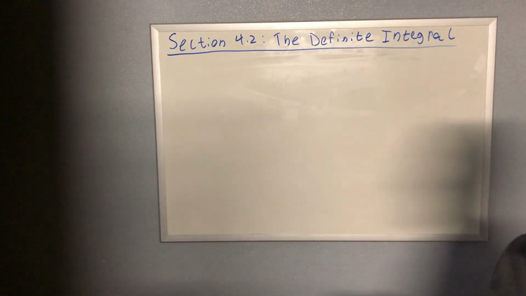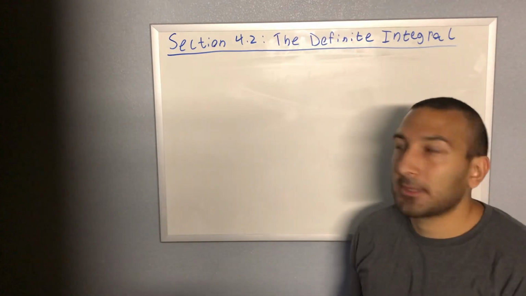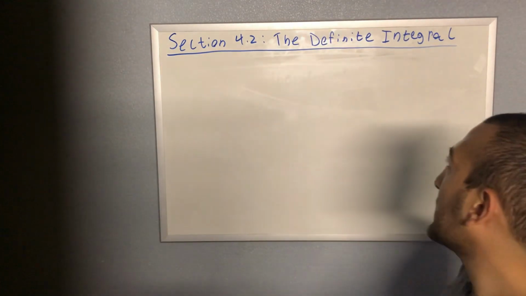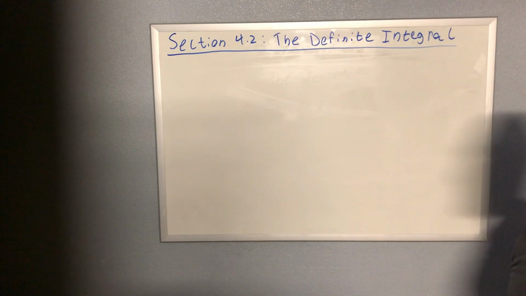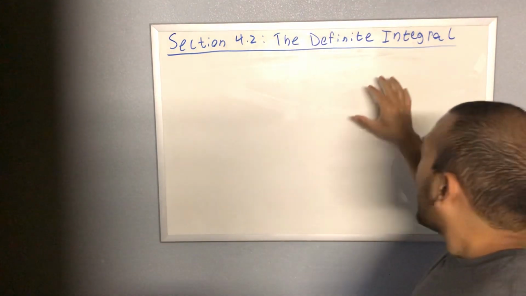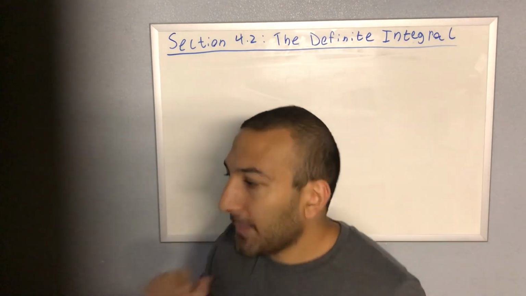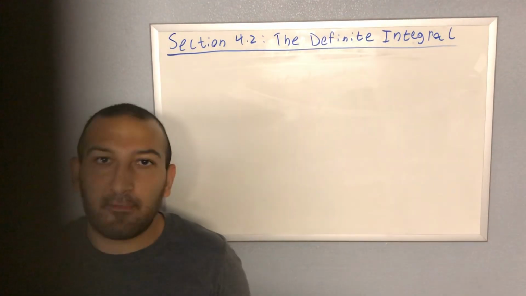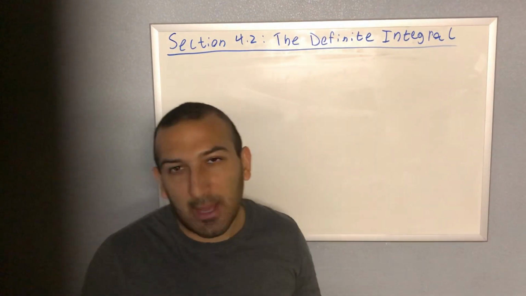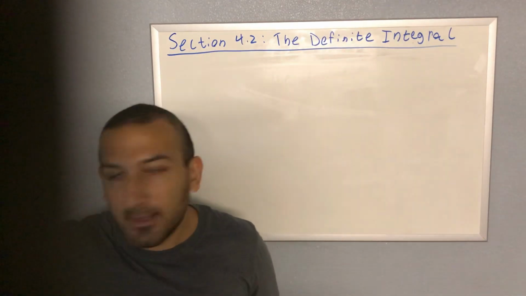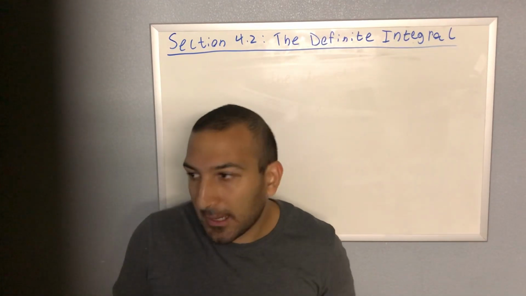We're going to go on to the next section of the book, which is section 4.2, the definite integral. As promised, we're going to talk about this thing called the integral. We basically have been dealing with this. We just haven't called it the integral, but like I said, sooner or later we would call it that.